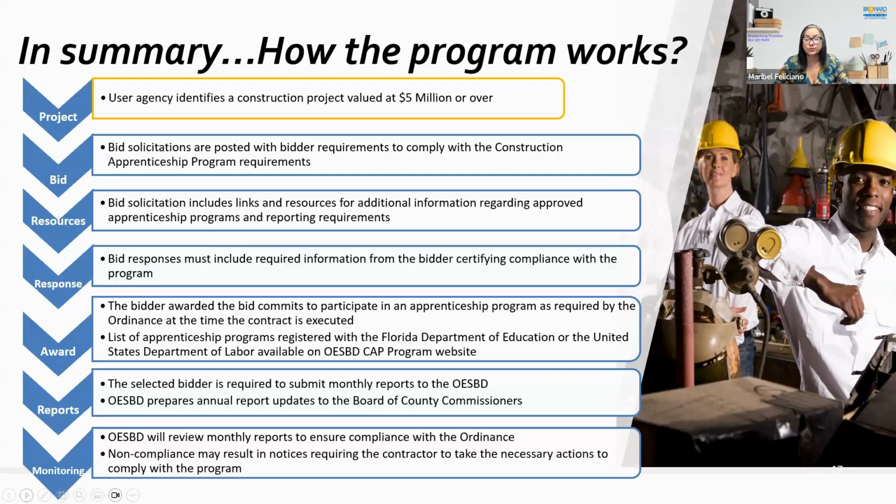And then if it's required to comply with CAP, we will let you know who you need to work with in our office to ensure that you're submitting your monthly reports. This is another requirement of the program, similar to the MUR or monthly utilization reports for the small business programs. The construction apprenticeship program has a requirement for you to provide monthly reports to us on the number of apprentices that you have hired and that are currently working on your project.